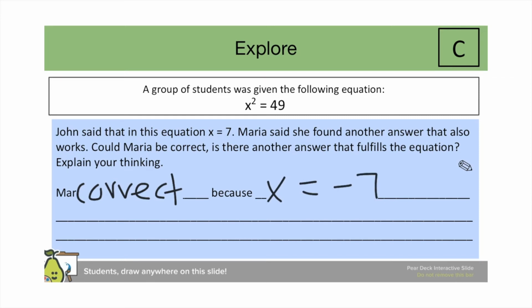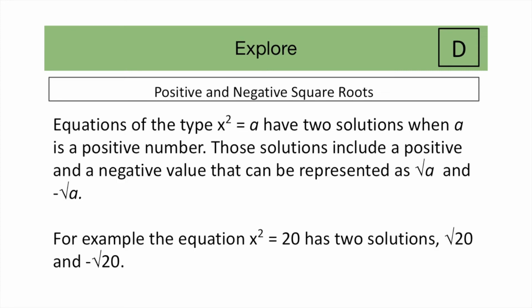Students may be confused, but you're going to move on to the following slide to explain to them why x equals negative 7 is also acceptable for this equation. So you're going to explain to students that equations of the type x squared equals a have two solutions when a is a positive number. Those solutions include a positive and a negative value that can be represented as square root of a and negative square root of a. For example, the equation x squared equals 20 has two solutions, square root of 20 and negative square root of 20.